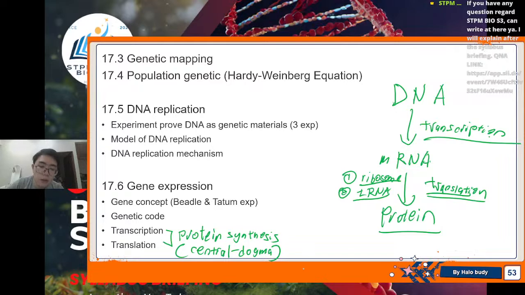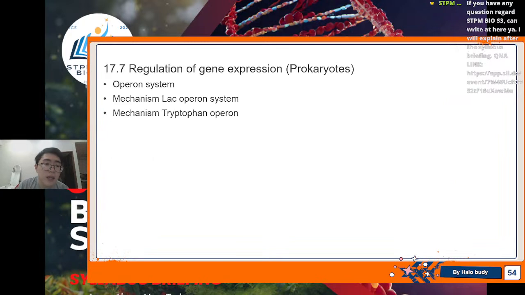Okay. Recommend to read Campbell. Okay, next one is regulation of gene expression in prokaryotes. If you already learned gene expression, that is central dogma, transcription and translation, next is how it is regulated, because we know that not every time we have to produce the protein, right? Protein includes enzyme. Enzyme is one type of protein, right?